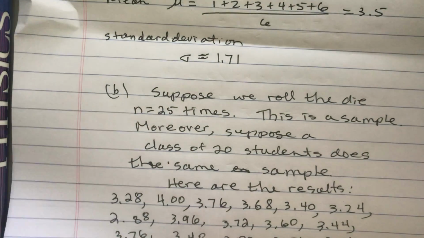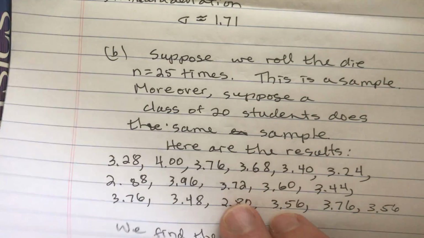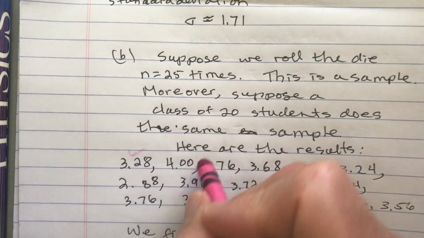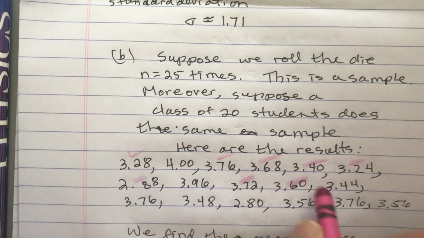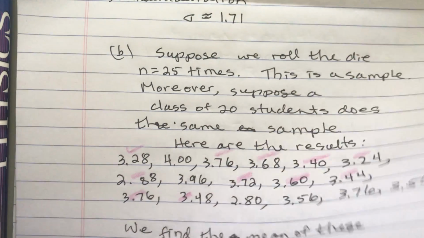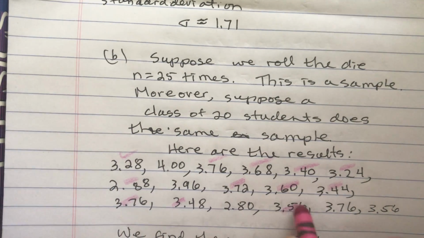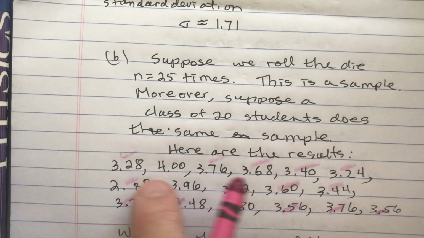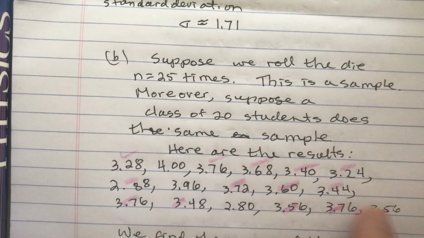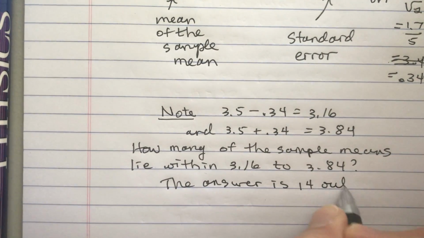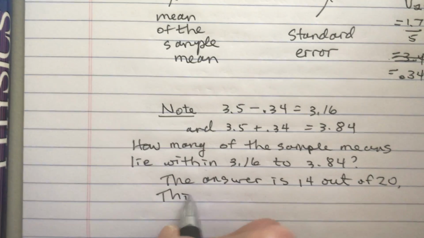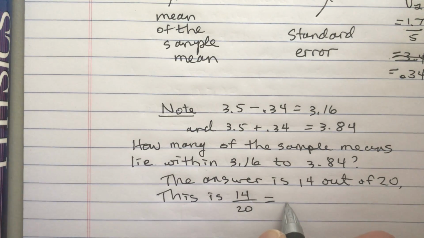If you go through these numbers, it's a little hard to do so quickly, but 3.16 to 3.84, well, not almost all of them, but a lot of them. This one's really low. 1, 2, 3, 4, 5, 6, 7, 8, 9, 10, 11, 12, 13, 14. I might have counted wrong, but I think that's 14. So the answer is 14 out of 20. That is 14 divided by 20, which is 70%.